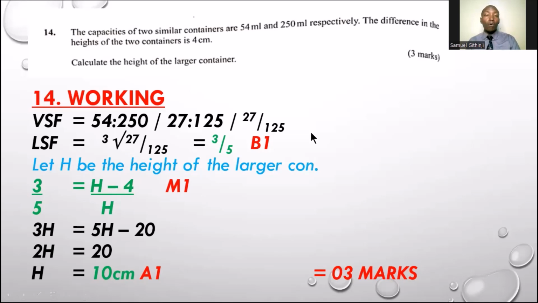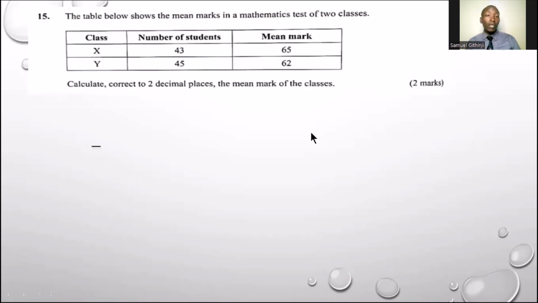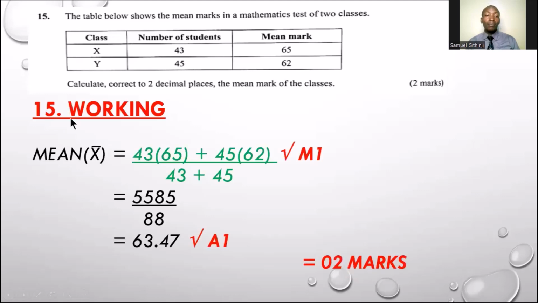We move on with question number 15, a question on statistics. You're given that there are 2 classes, class Y and class X. The number of students per class is given, and the mean mark of the class in a given exam. Then you're supposed to calculate, to 2 decimal places, the mean mark of the 2 classes combined. Simple and direct, my student. We are talking about the mean of the 2 classes.